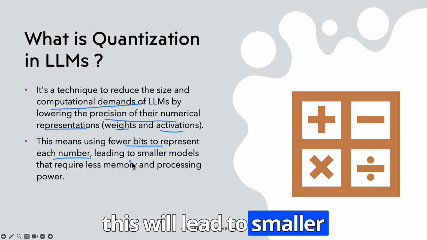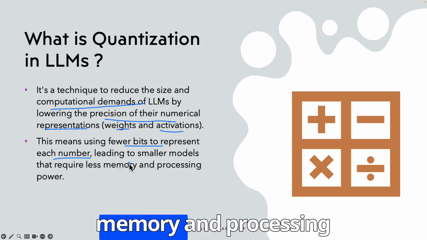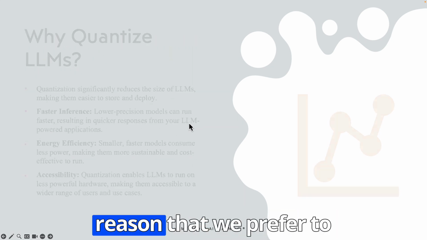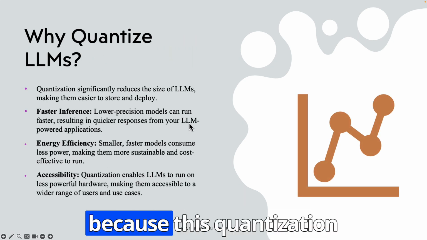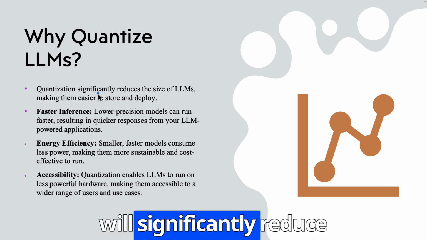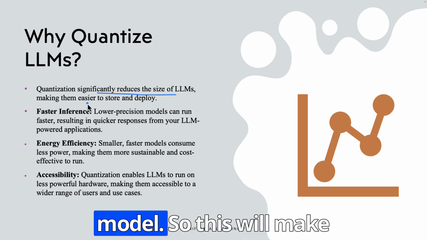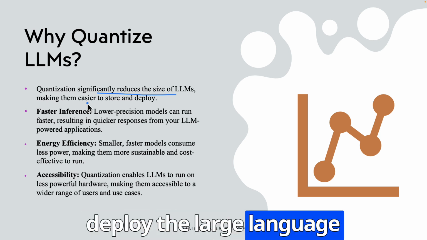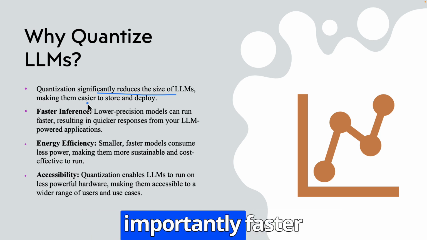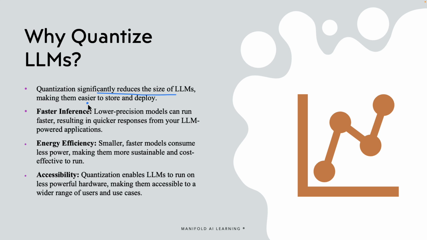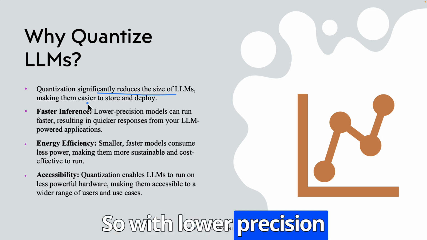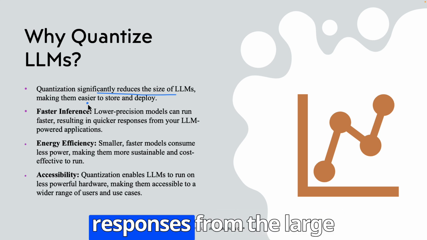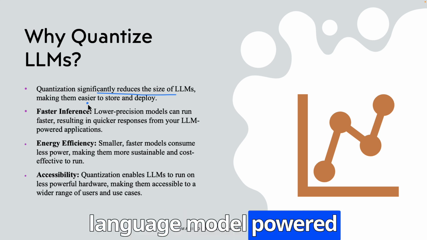This leads to smaller models, which require less memory and processing power. Now, why do we want to do this? The reason we prefer quantization is that it significantly reduces the size of large language models, making them easier to store and deploy. And most importantly, faster inference. With lower precision models, they can run faster, which can result in quicker responses from large language model powered applications.